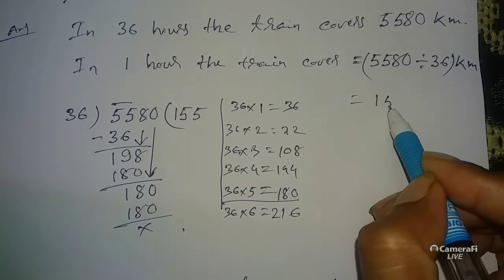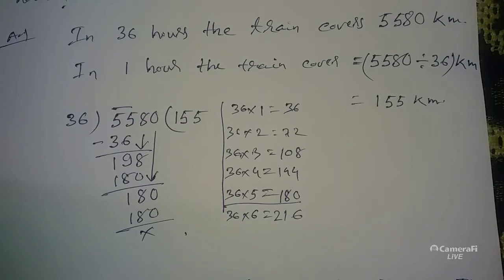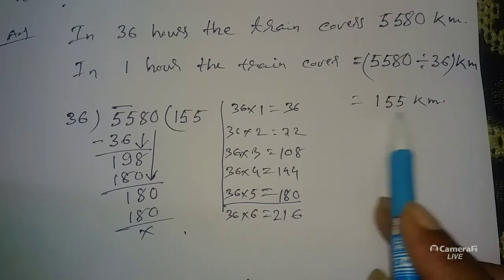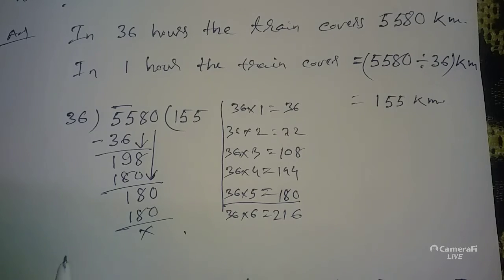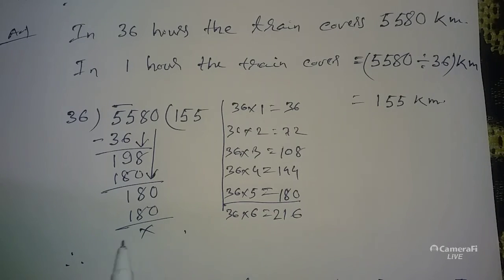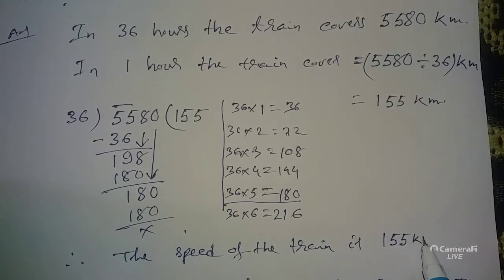So this is equal to 155 kilometers. So what is the speed of the train? This is kilometers per hour. In 1 hour we have got that the train covers 155 kilometers. Therefore you can write that the speed of the train is 155 kilometers per hour. That is our answer.